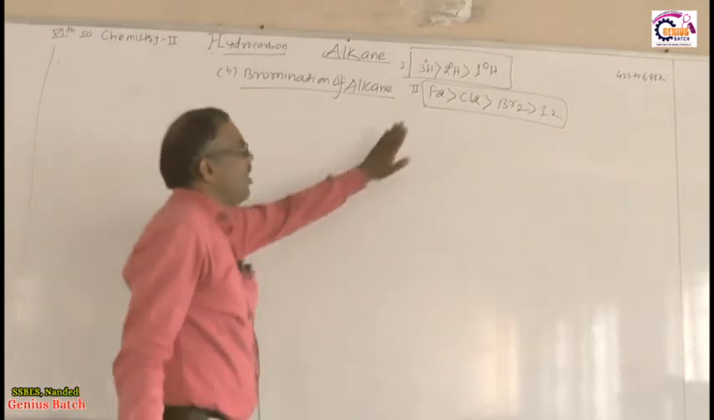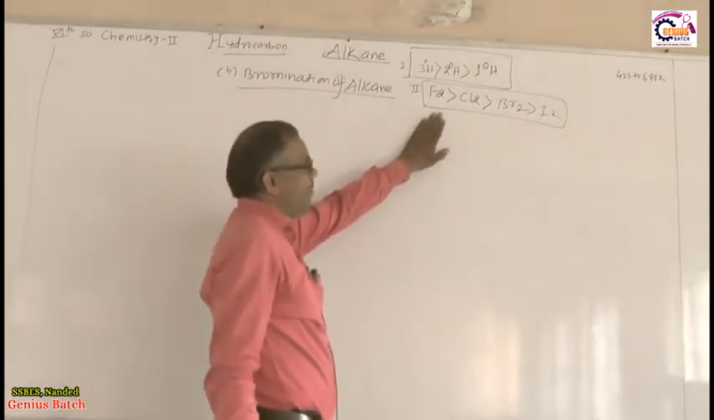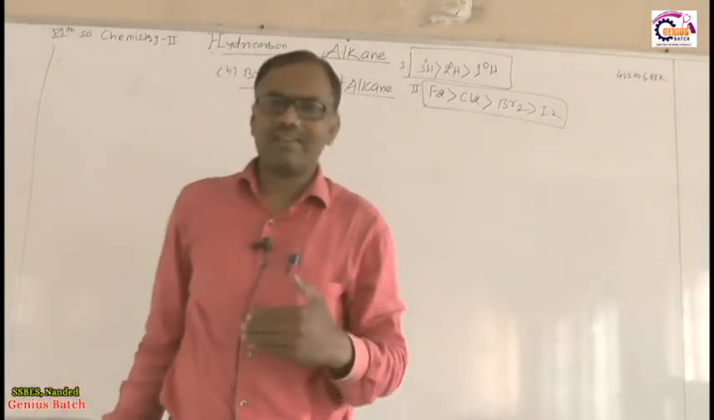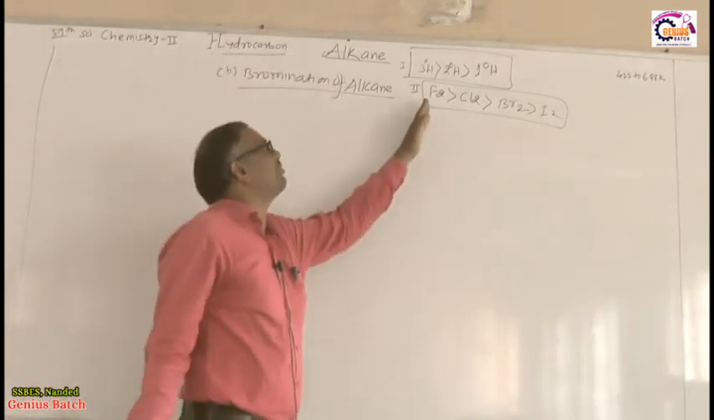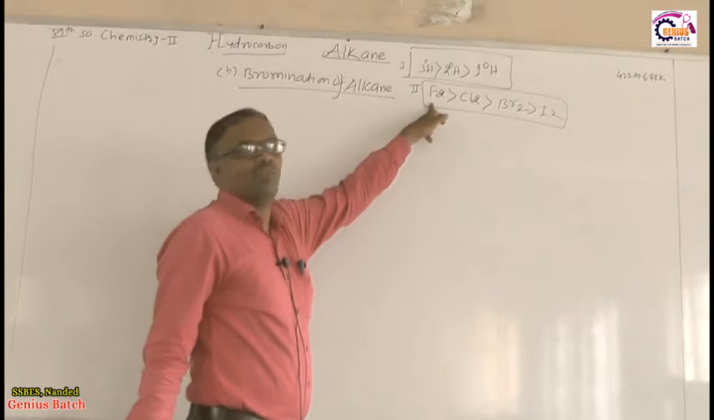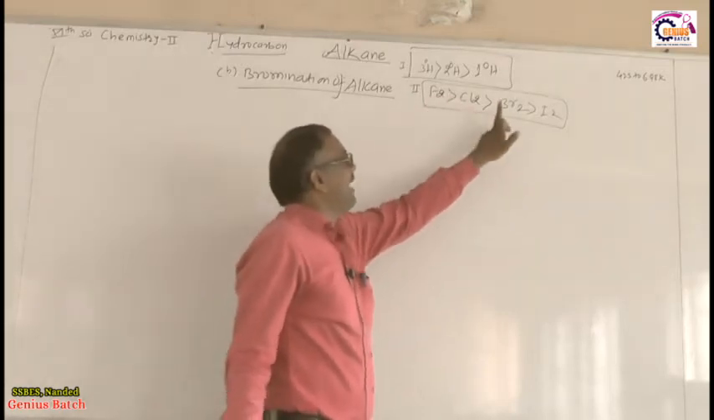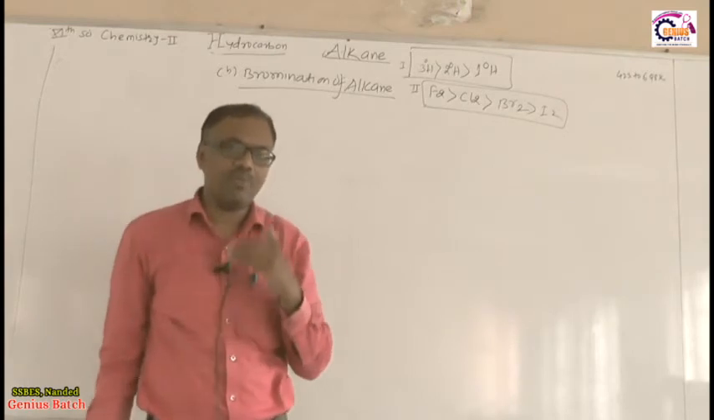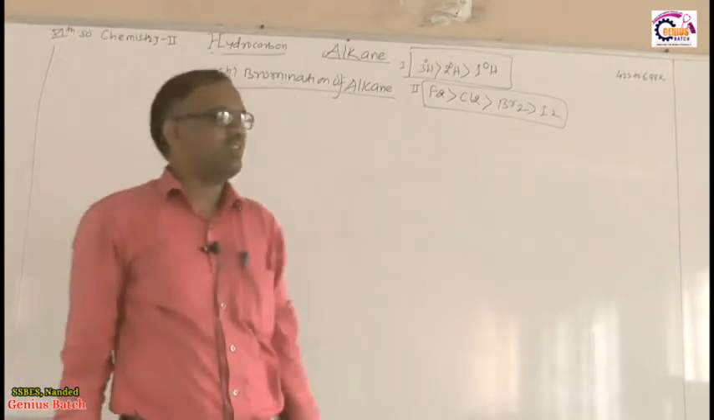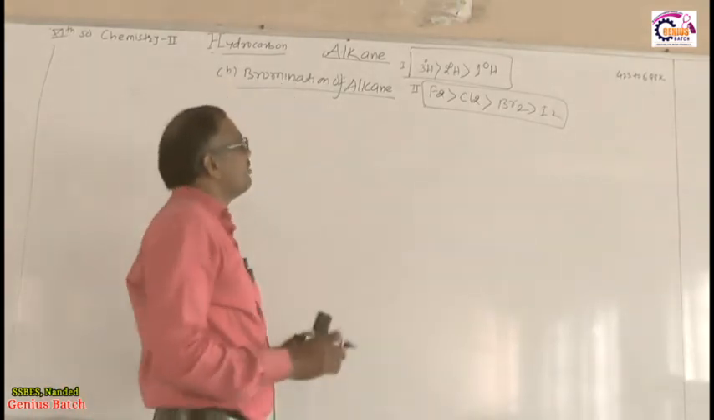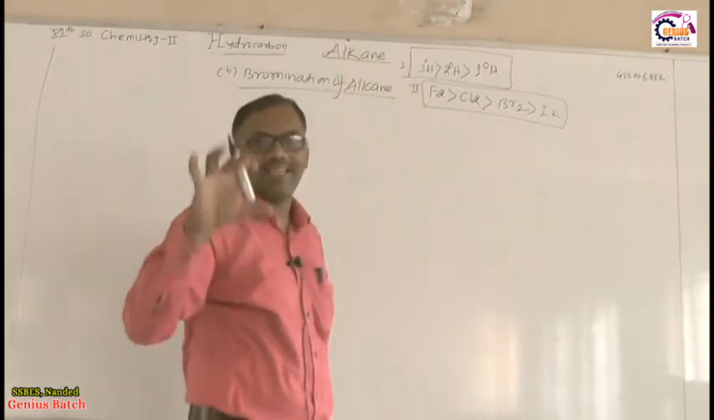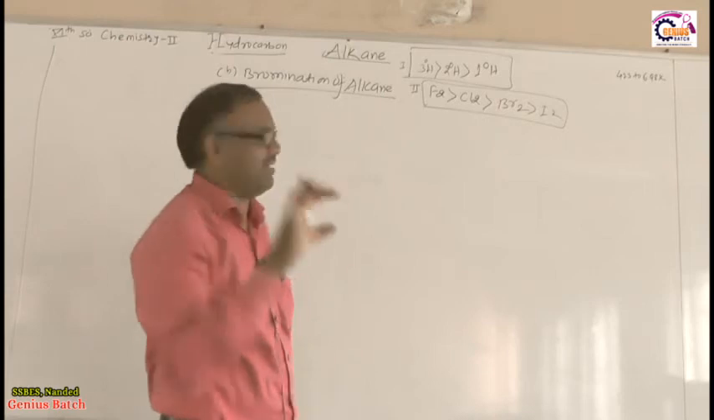So this is the order of reactivity of halogens. Which halogen atom is fastest reactive? The fastest reactive halogen is fluorine, then chlorine, then bromine, then iodine. So this is the order of reactivity of halogens. Right. Okay. So keeping these 2 things in your mind, we can study the halogenation of alkane.